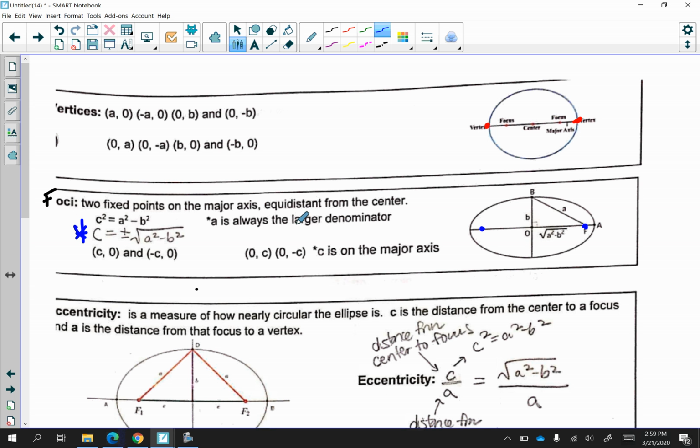Now remember, a is always the larger denominator, so whatever number is larger, that's going to be your a value. And the foci are always on your major axis. So for here, it's on the x-axis because it's wider than it is long. So this would be your foci in here.